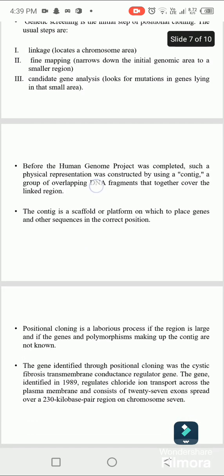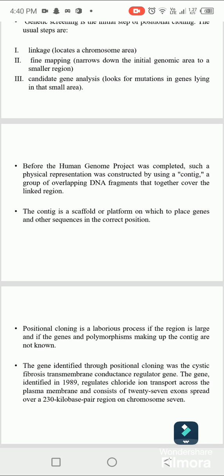Before the Human Genome Project was completed, such a physical representation was constructed by using a contig, a group of overlapping DNA fragments that together cover the linked region. The contig is a scaffold or platform on which to place genes and other sequences in the correct position. Positional cloning is a laborious process if the region is large and if the genes and polymorphisms making up the contig are not known.